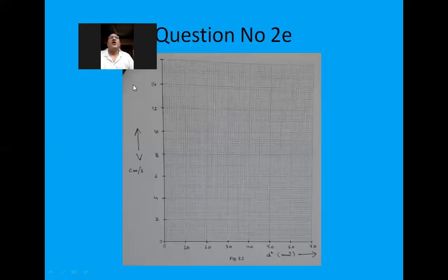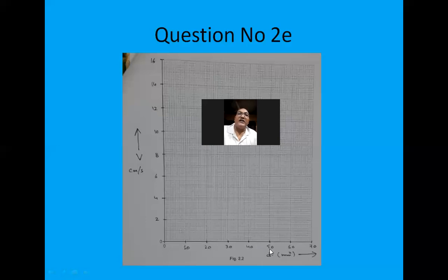Now here you can see 10, 20, 30, 40, 50, 60, 70, and I have labeled the x-axis. I'm representing D square. Its units are millimeter square. And on the y-axis, you can see I've written 2, 4, 6, 8, 10, 12, 14, 16. Here I'm representing the velocity, which is centimeter per second.